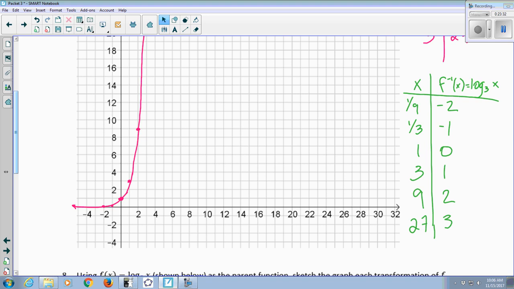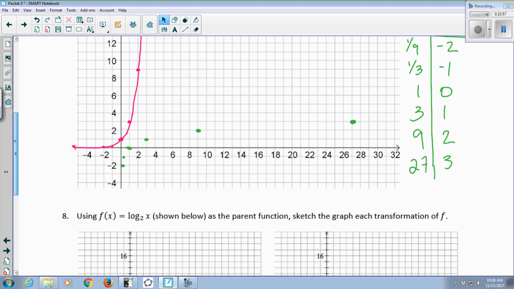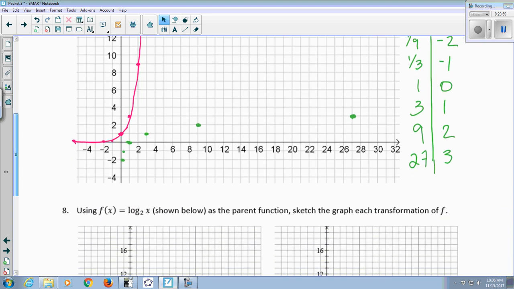So (1/9, -2) is like there. (1/3, -1) is there-ish. And I have (1, 0). Then I have (3, 1). Then (9, 2). And then (27, 3). And I'll connect those with a nice smooth curve. And I'm going to have this y-axis asymptote.